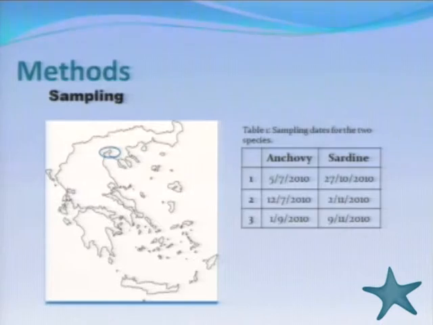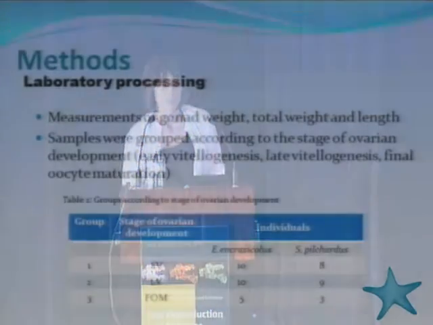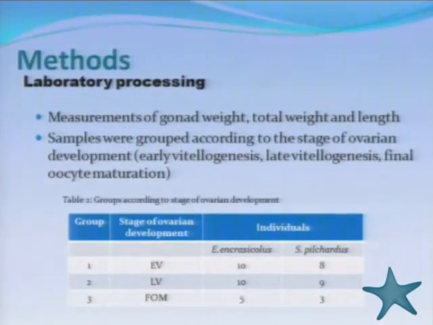Our sampling took place in northern Greece, in the Bay of Thermaikos, and took place several times in the reproductive seasons of the 2 species, as we can see in Table 1. The samples were transferred to the laboratory, where measurements of gonad weight, total weight, and length were made, and afterwards our samples were grouped according to the stage of ovarian development. As we can see in Table 2, we had 3 groups: one of early vitellogenesis, one of late vitellogenesis, and one of final oocyte maturation.